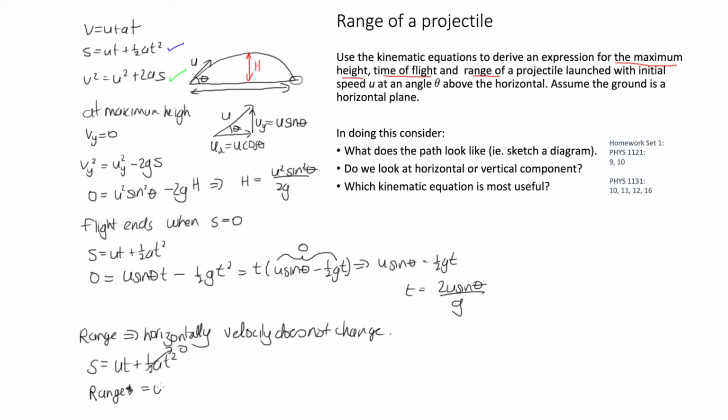So range is equal to ut, which is equal to u cos theta times t, and we've just calculated the time it's spent in the air here, so 2u sine theta on g. So this is equal to 2u squared cos theta sine theta over g. So that expression is absolutely fine, and we could leave it that way, but sometimes you'll see it written another way. So let me just show you how to get to how it's written the other way.